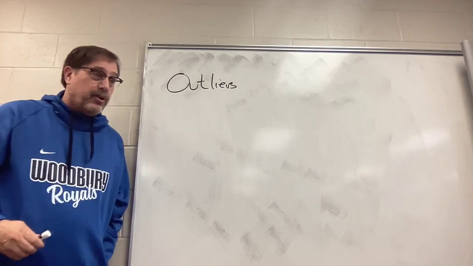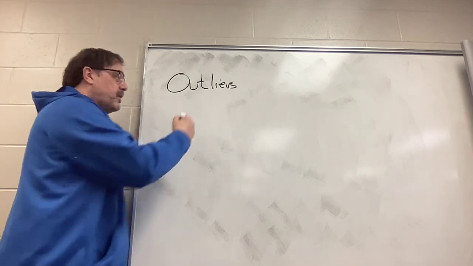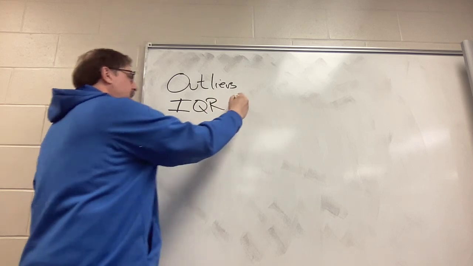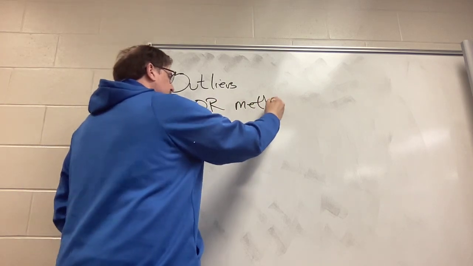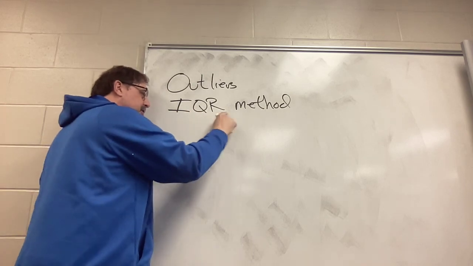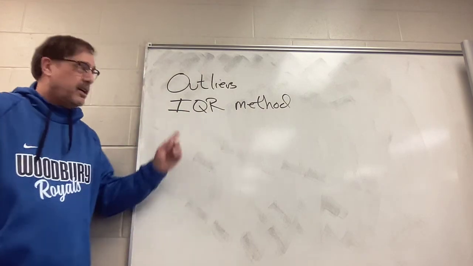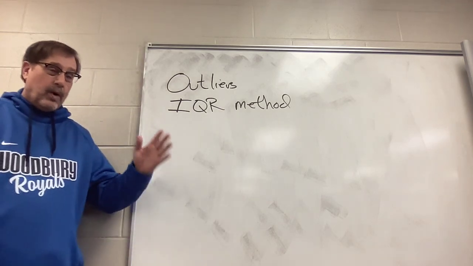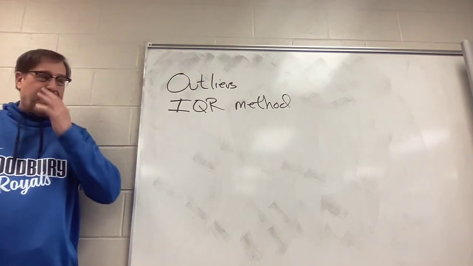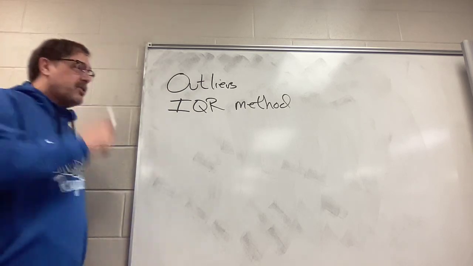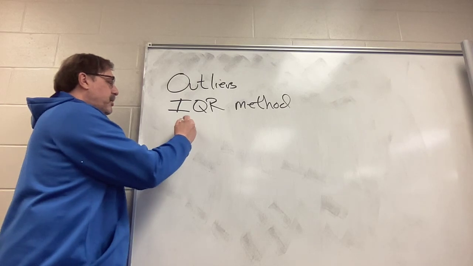So here is how we do it. First way, please write this down, the IQR method. This is the interquartile range. You don't need to know those words. What it's going to be is sort of figuring out how spread out the data is around the middle.